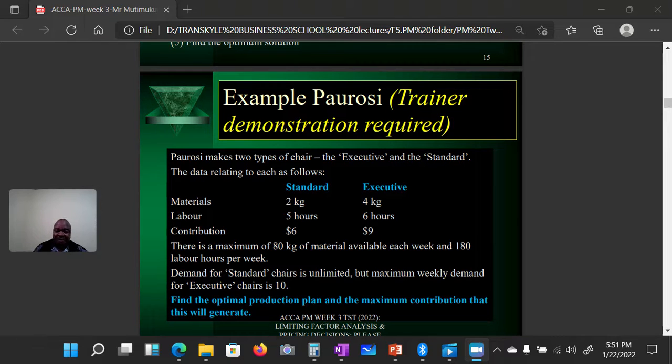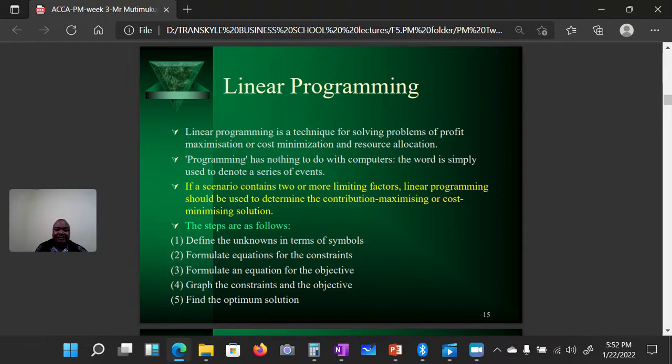If you go to your slide here, if you go back a bit, we talked about the steps that have to be followed whenever you want to do a linear programming exercise. The first thing is you have to define the unknowns in terms of symbols. And then you have to formulate equations for the constraints, formulate an equation for the objective, and then graph the constraints and the objective. Lastly, you have to find the optimum solution.